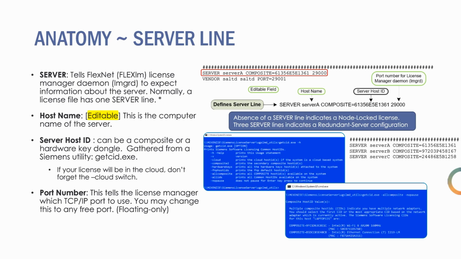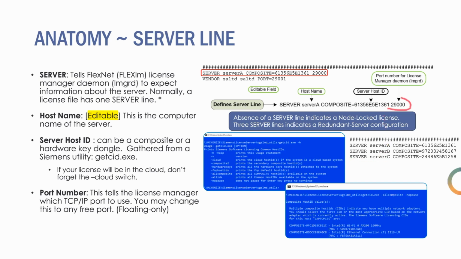The server line basically tells the license manager to expect information about the server. That server is going to be the actual server name or the machine name. This could also be an IP address. If you're running a local license, it could be the local host. Another keyword here is the composite. This is the composite host ID. This is generated from the getCID utility available from Siemens.